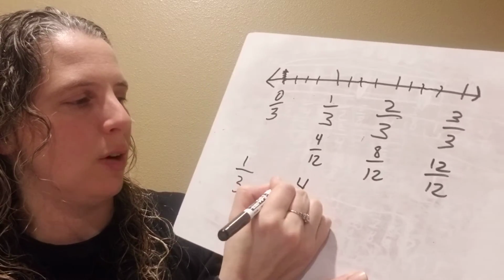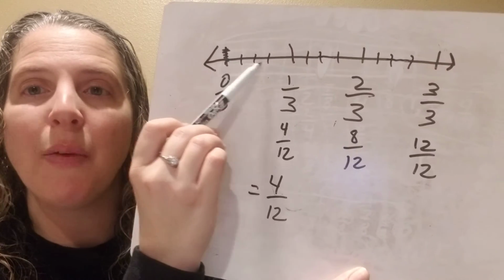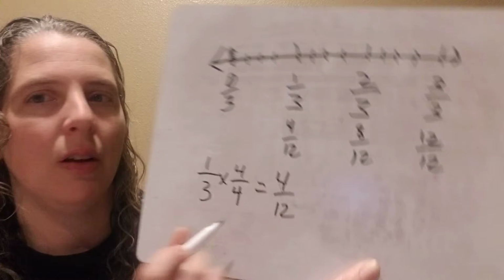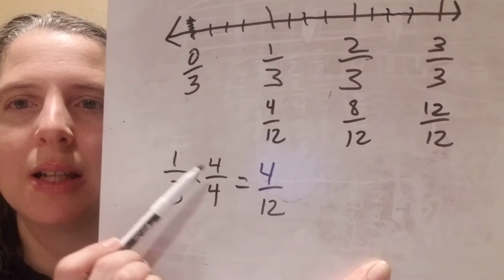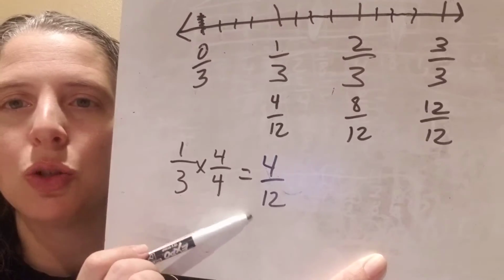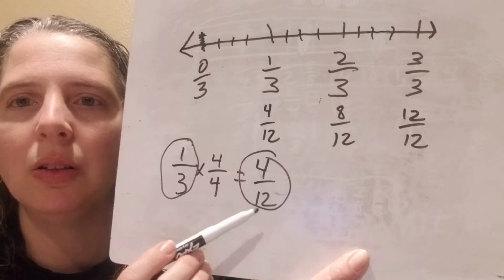We know it's going to equal 4 12ths. What do we do? Instead of 1, now we have 4, so we multiplied. Multiply that by 4 over 4. 1 times 4 is 4. 3 times 4 is 12. These two are equivalent. They equal.